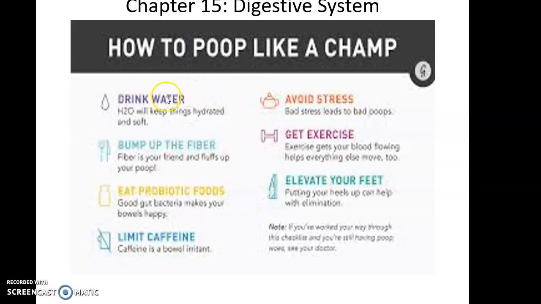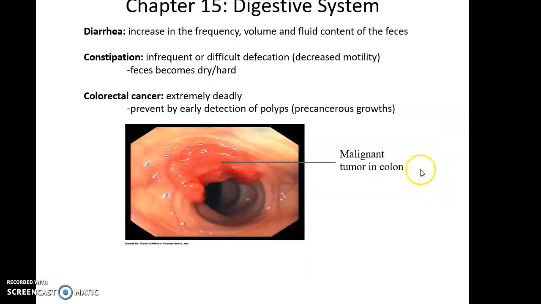You want to poop like a champ? Drink lots of water, eat more fiber, limit caffeine, exercise. Exercise is always good for you.